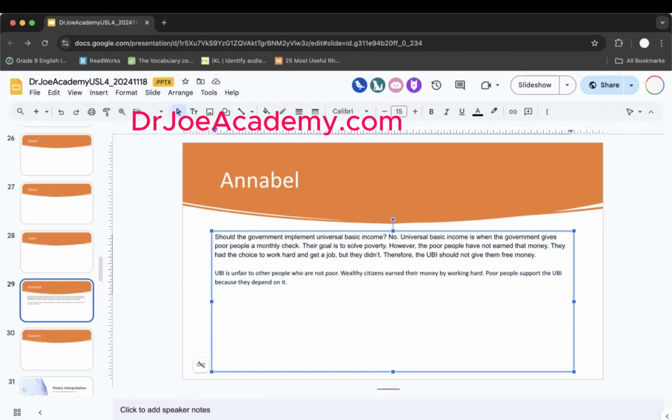UBI is unfair to other people who are not poor. Wealthy citizens earn their money by working hard. Poor people support the UBI because they depend on it.